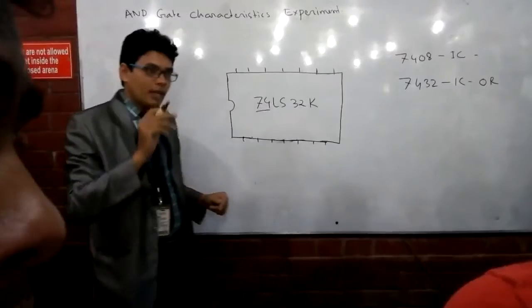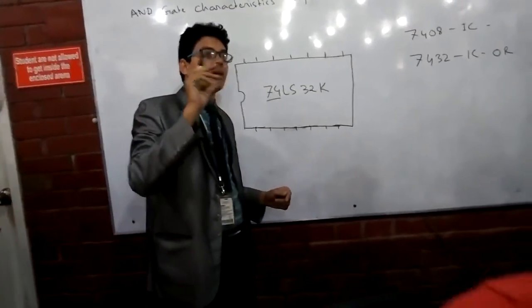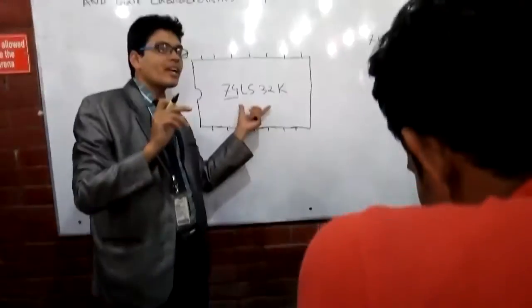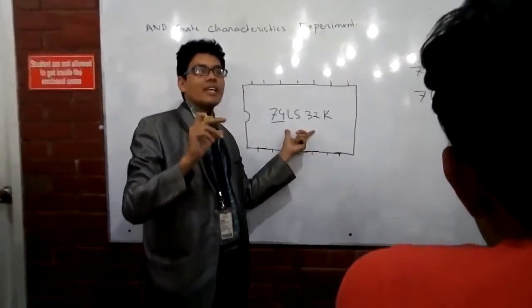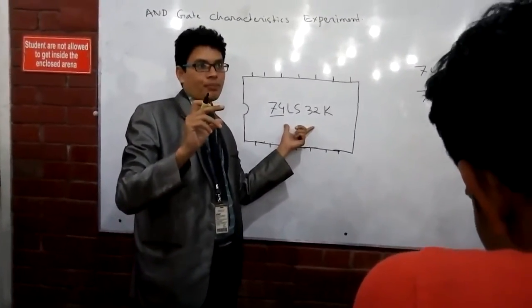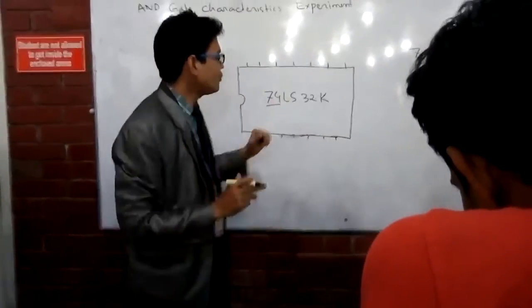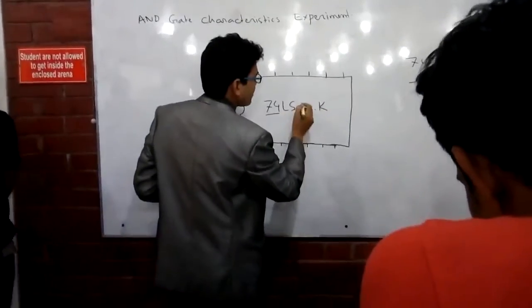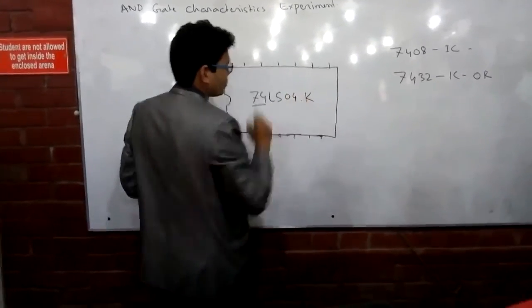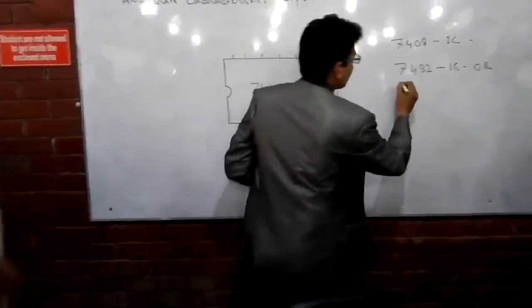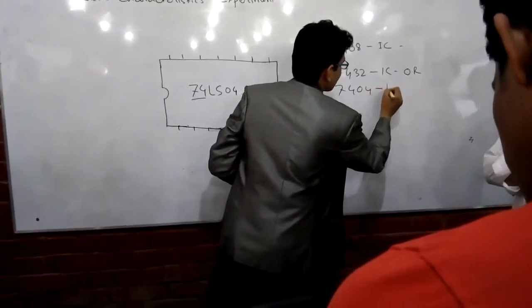Every IC has got specific numbers. With that number, we can exactly find the electrical characteristics of that IC, how it will behave and what is inside it. And if it is a NOT gate, then it would be 7404. So 7404 is the NOT gate IC.